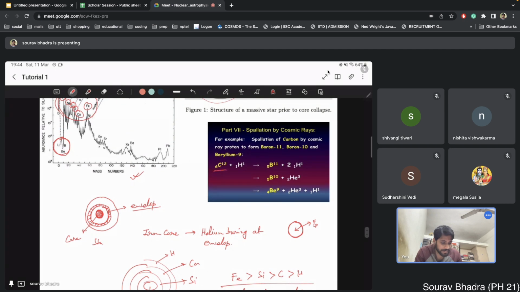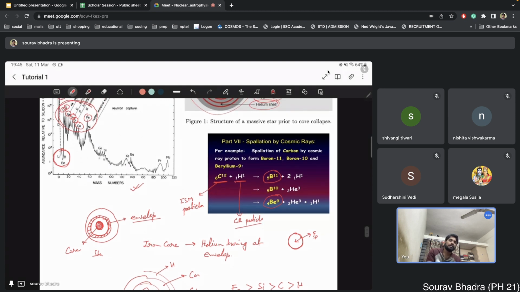So this 6C12 is the ISM particle, and this 1H1 is the cosmic ray particle, a proton. If they interact, which is also a type of nuclear reaction, boron can be formed, beryllium can be formed, and similarly in a few reactions lithium can also be formed. This is called spallation, and the main source of lithium, beryllium and boron is cosmic ray spallation. That is the importance.